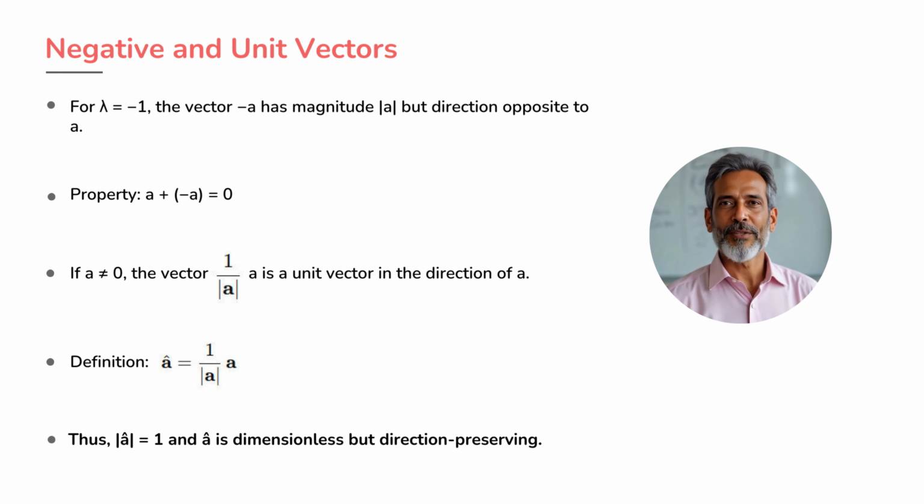Now let's talk about the superstar of vector normalization, the unit vector. If you take any non-zero vector A and divide it by its own magnitude, you get A hat equals 1 upon mod A into A. That's your unit vector. Magnitude 1, direction unchanged. Think of it like saying, I don't care how fast you're going, just tell me your direction. Unit vectors do exactly that. They preserve direction and ditch the magnitude.